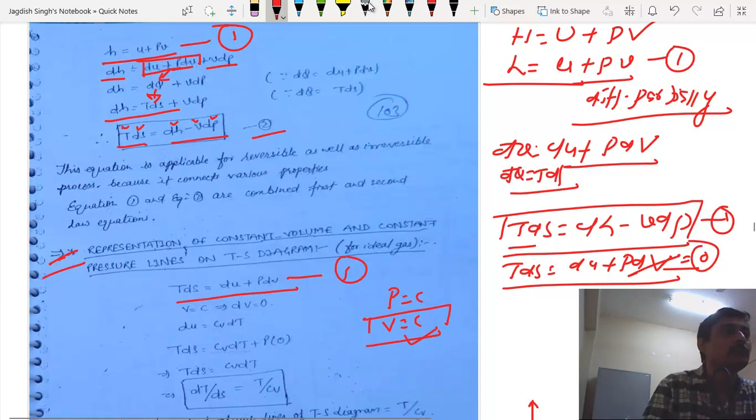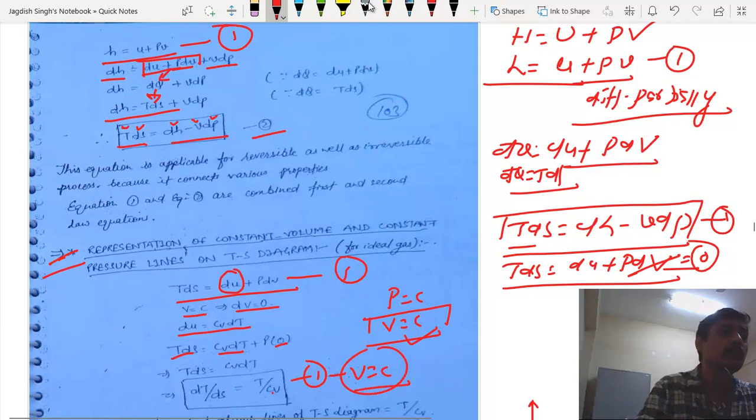Since volume is constant, dv will be 0. So Tds is equal to du, and we know that du is equal to cv dT. So when we put this value in this equation, Tds is equal to du is equal to cv dT, and the other term will be 0. So Tds is equal to cv dT. Therefore, dT by ds is equal to T by cv. This is equation number 1. This equation is for the constant volume process.